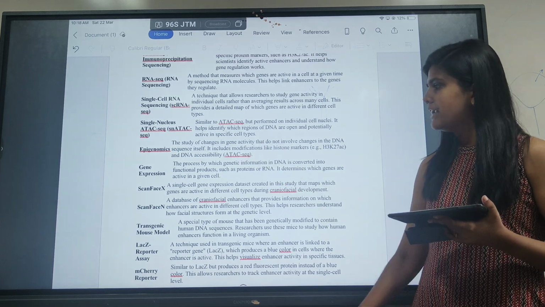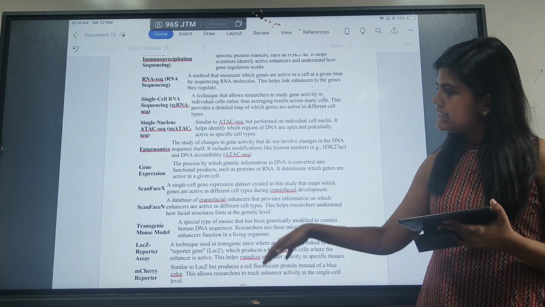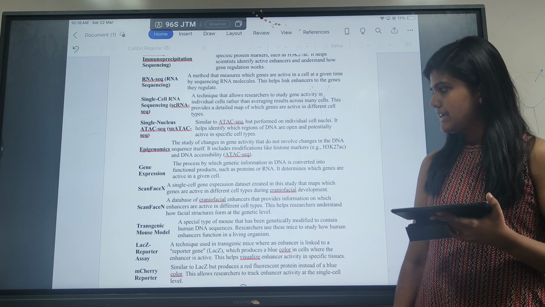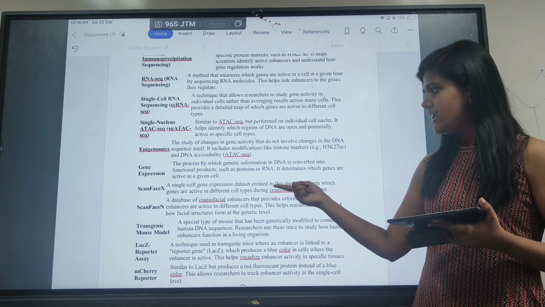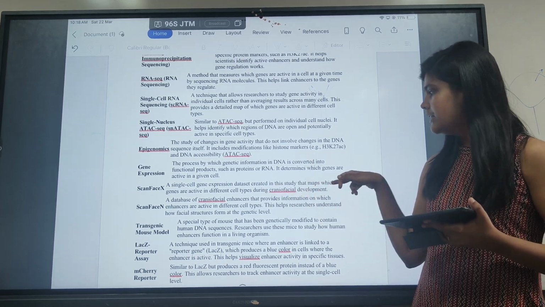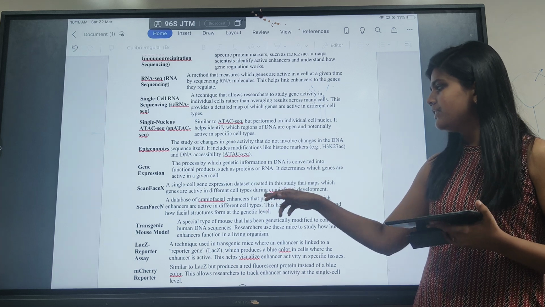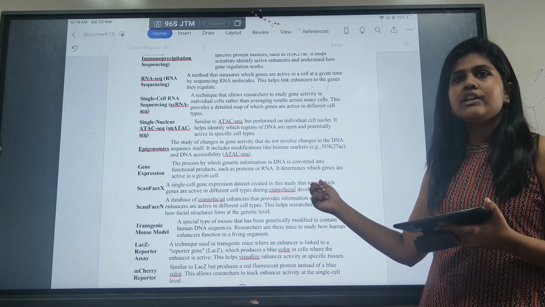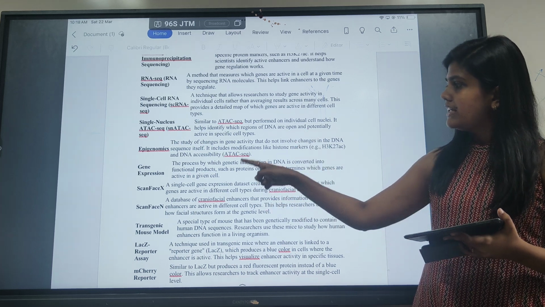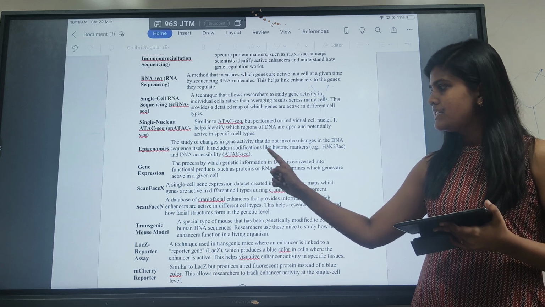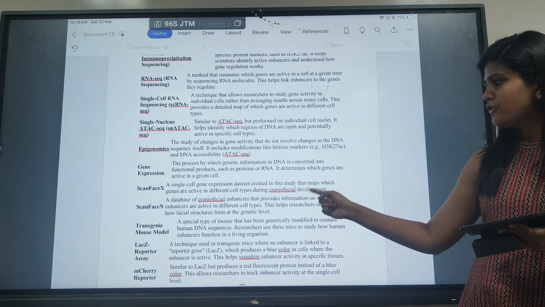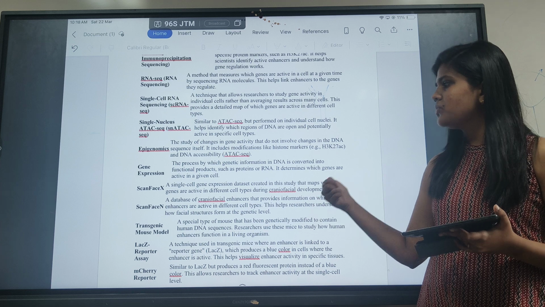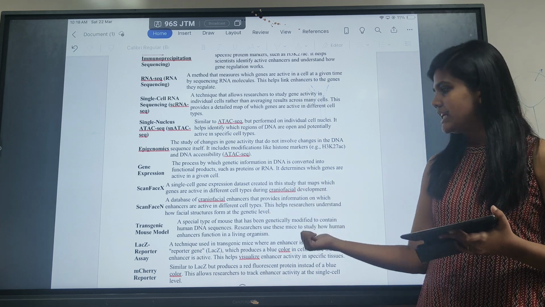In this particular study, they used something known as ScanPhase X, which is a single cell gene expression data set created in this study that maps which genes are active in different cell types during craniofacial development. Then there is something called ScanPhase N. It is a database of craniofacial enhancers that provides information on which enhancers are active in different cell types.